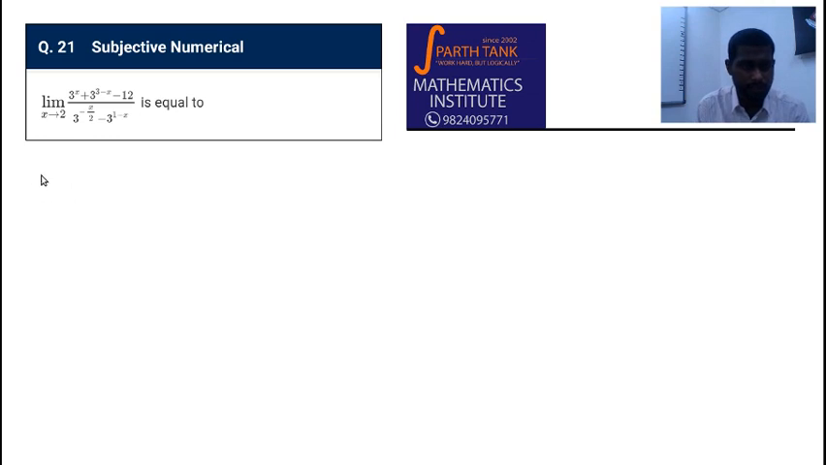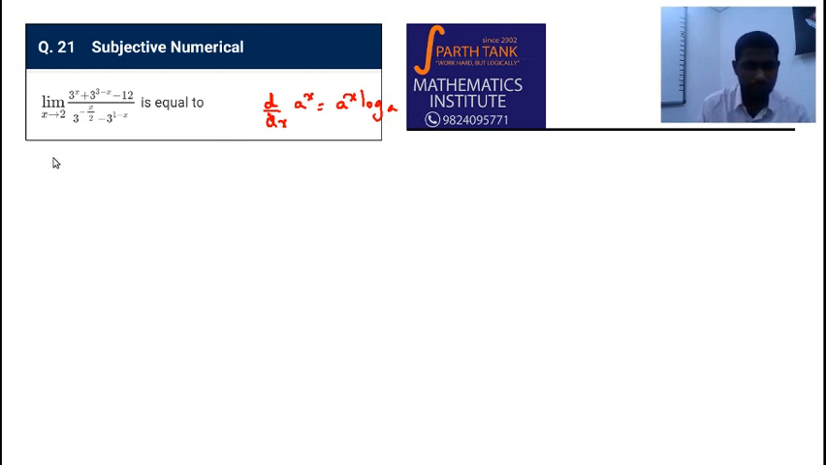So the first question is this: limit x tends to 2, 3 to the power x plus 3 to the power 3 minus x minus 12 by 3 to the power minus x by 2 minus 3 to the power 1 minus x is equal to. Now, of course, this problem you can do directly using L'Hospital's rule, differentiate and all, using one simple expression. d by dx of a to the power x is a to the power x log a. You can do it using this. Let us go ahead with another technique.